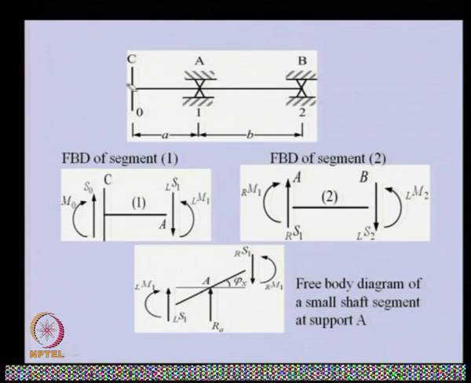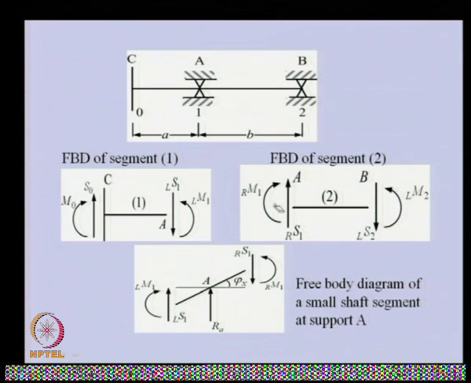I am attaching the shear force and bending moment at this end. Also at this end, shear force and bending moment corresponding to node 1, which is basically left of the support 1. So we are attaching L to represent that this is from the left of the support. Now this is the shaft segment, which is just right side of the support up to this point. So this is the free body diagram for the second shaft segment. Here this is the shear force and bending moment we are applying.